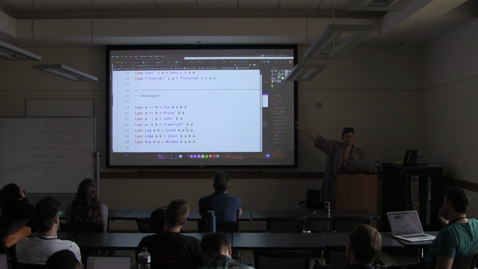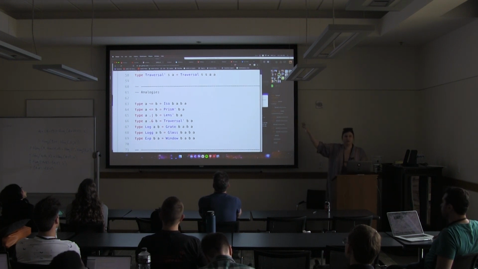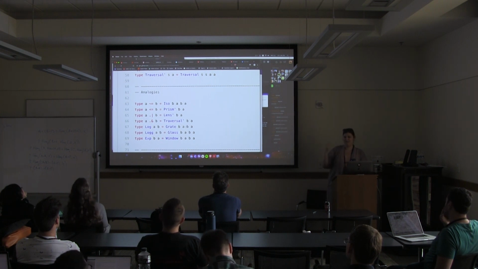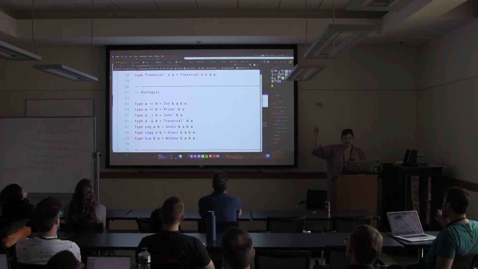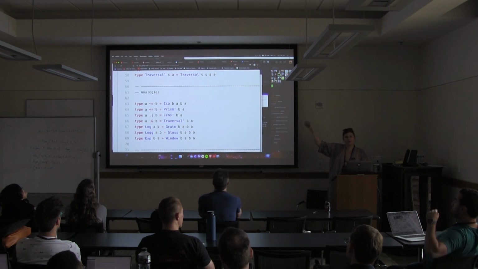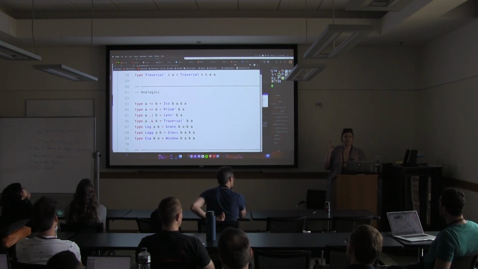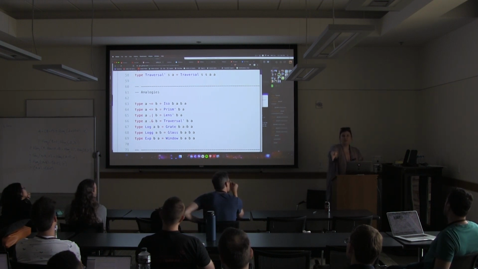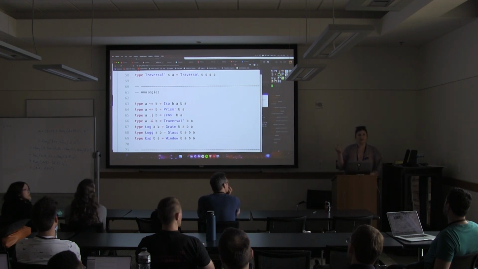In the case of, for instance, iso, we show that two things are equivalent. In the case of prisms, we show that we have a less-than-or-equal relationship between the thing on the left and the thing on the right. In lenses, we have a divisibility relationship. And if you think about it, this really makes sense. If I have a record and I'm trying to pick out or see if I have a witness to a lens into that record, then really what I'm showing is that that element divides my record into one unique portion.